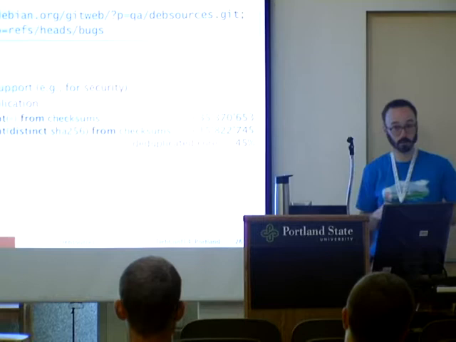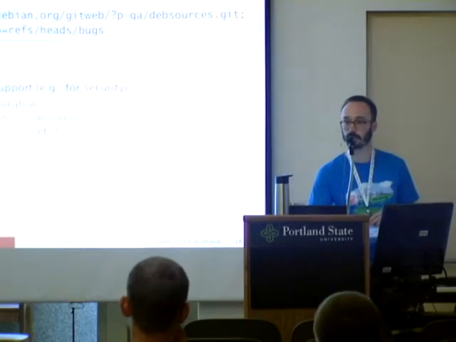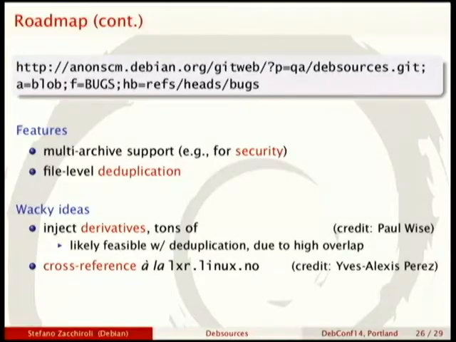And even more interesting, I think PUBS is not here, but PUBS has proposed to actually inject derivatives in sources.net. So taking Ubuntu and putting it into sources.net, taking all the other derivatives we have in the derivative census and injecting them. I think that would be feasible because the amount of overlap that derivatives have with Debian is very, very high. Ubuntu is probably the one that has drifted the most, and I think it has 10% or 15% of packages which are really different. The others are pretty much based on the Debian ones.